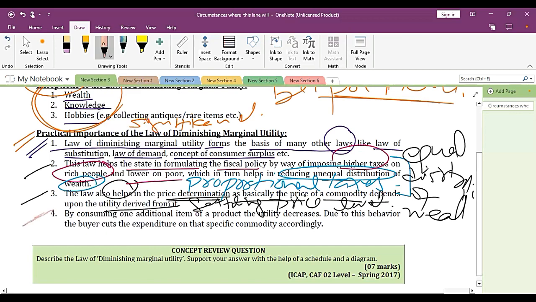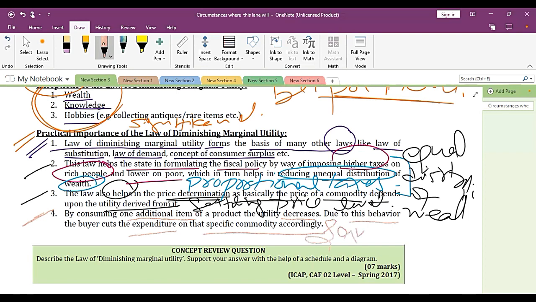Next one is that by consuming one additional item of a product, utility decreases. Due to this behavior, the buyer cuts the expenditure on the specific commodity accordingly. This means this law can be used by the consumer in saving their income. So income can be saved by using this law.